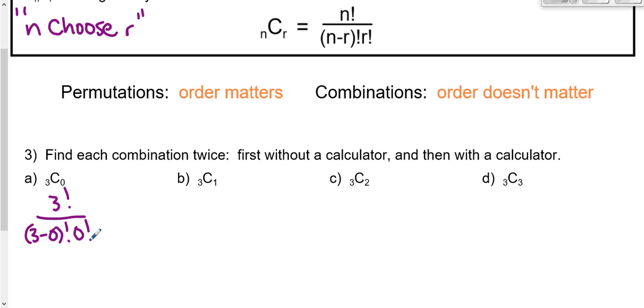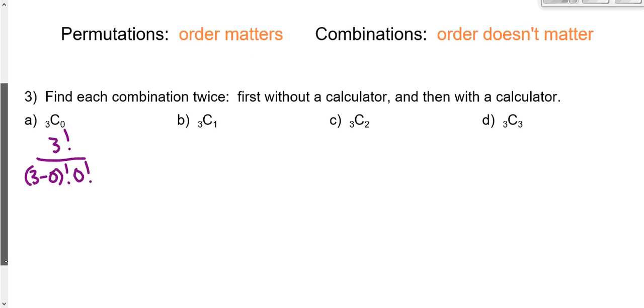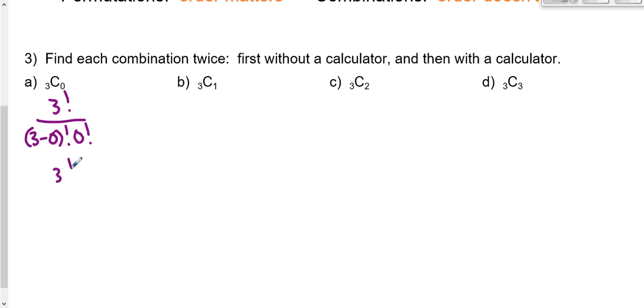Okay. So this is equivalent to 3 factorial divided by 3 factorial times 0 factorial. And 3 factorial divided by 3 factorial is 1. And we have previously defined 0 factorial as 1 as well. And you can see why.